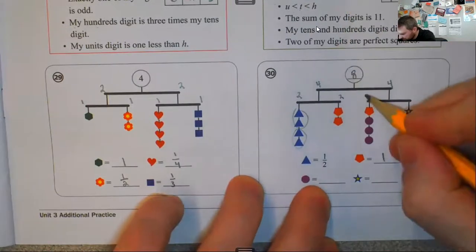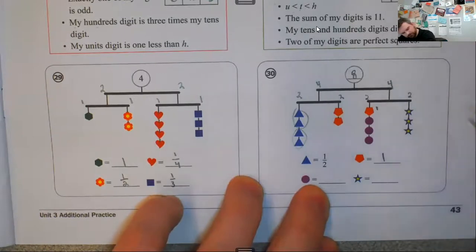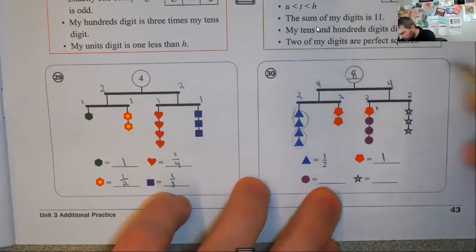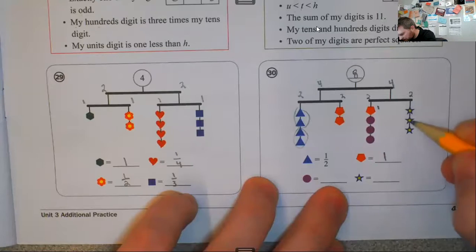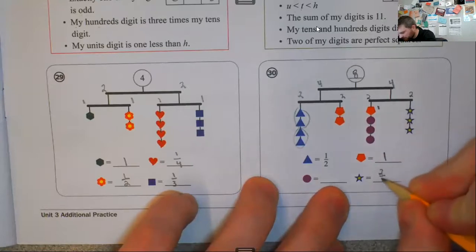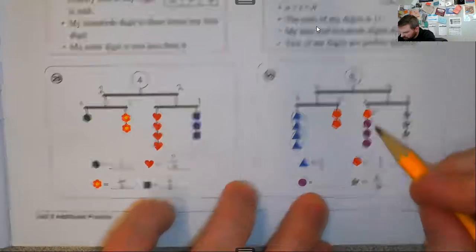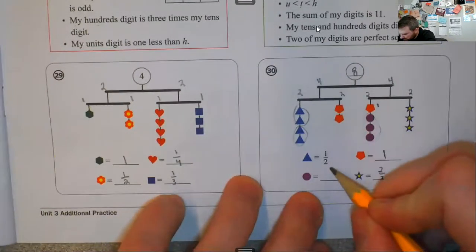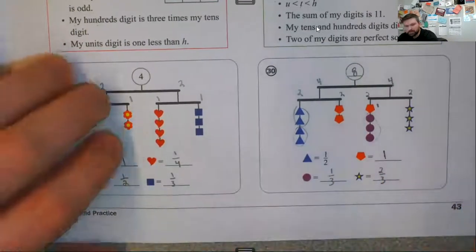And you split this up 2 and 2. So you have a total of 2, but you need 3. So 2/3. This is 1, so these have to be a 1. So 1/3. And that's it.